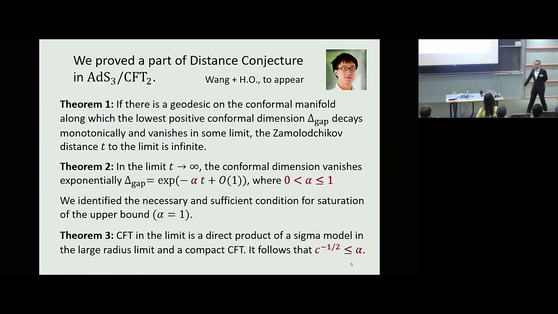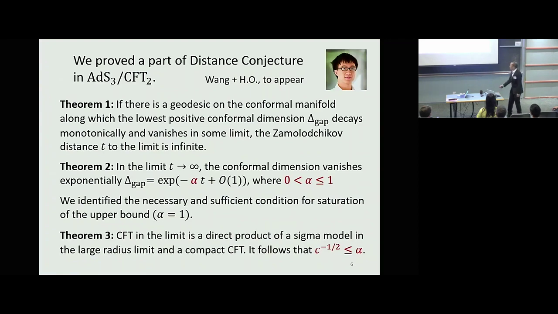Now, how about the lower bound? Well, there comes theorem 3, which is that actually we can know more about the conformal field theory in that limit, which is that the CFT at the limit is actually a direct product of a sigma model in the decompactification limit. Namely, you can imagine an n-dimensional torus, and the radius of the torus grows large and becomes R^n, for example, times some compact conformal field theory. And from this description, it follows that alpha is lower bounded by 1 over the square root of c, where c is the central charge of the original conformal field theory. So it gives you a lower bound.